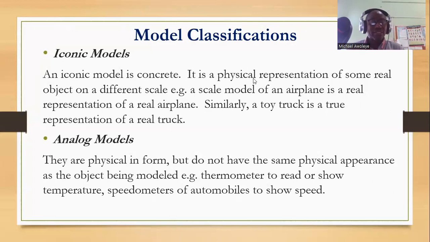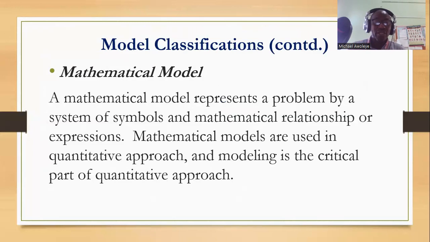Another one is analog models. They are physical in form, but do not have the same physical appearance as the object being modeled, like a thermometer to read or show temperature. You cannot see temperature, you cannot touch temperature, but you can only see it when you have used equipment to measure it. The same thing is the speedometer. You cannot really see the speed. If you're driving a vehicle or flying an airplane, you can't measure the speed unless the speedometer is telling you this is the speed at which you are going. So this kind of model is referred to as analog models.